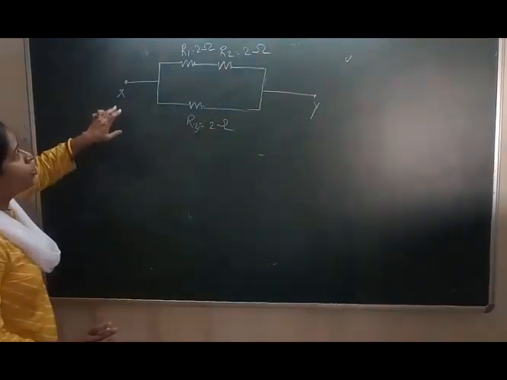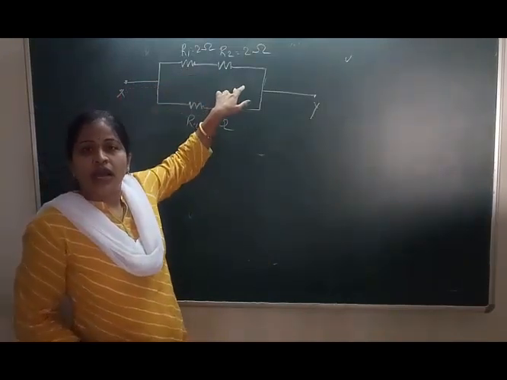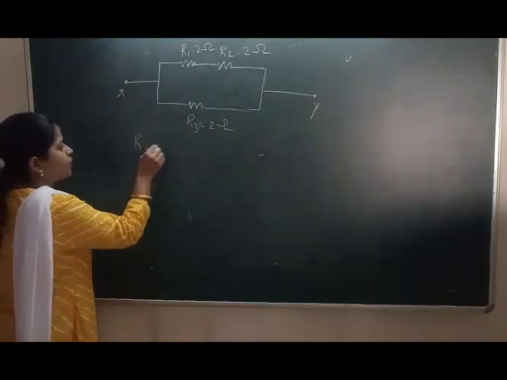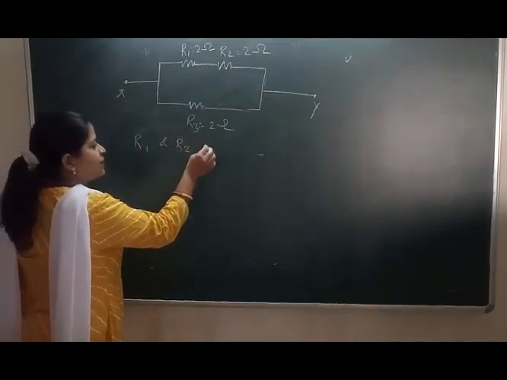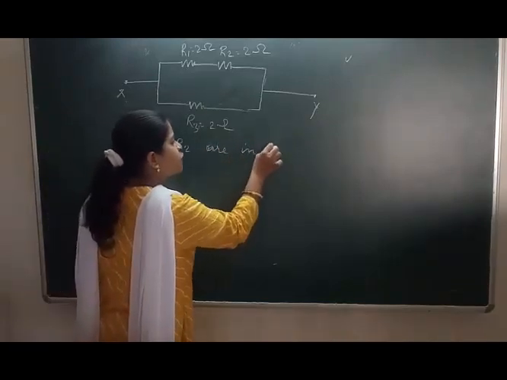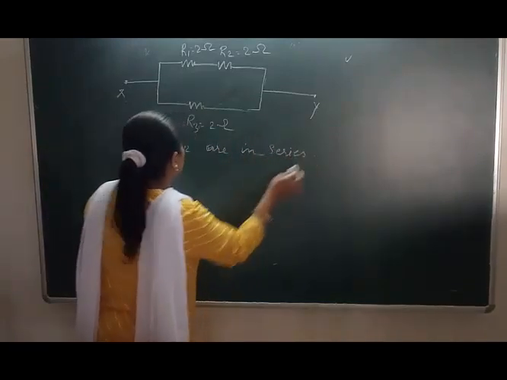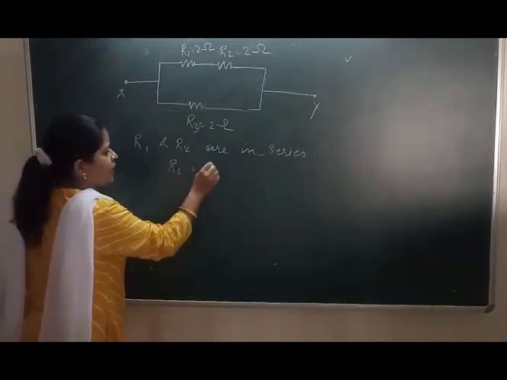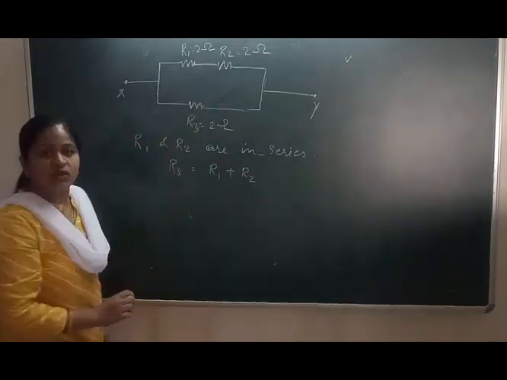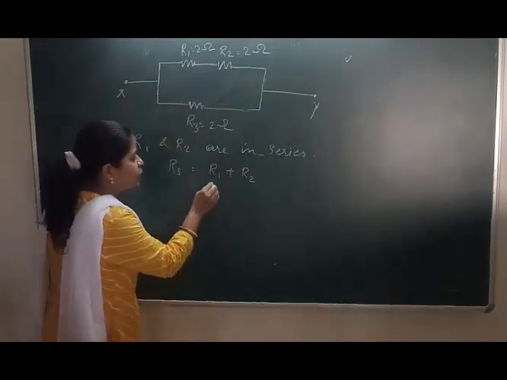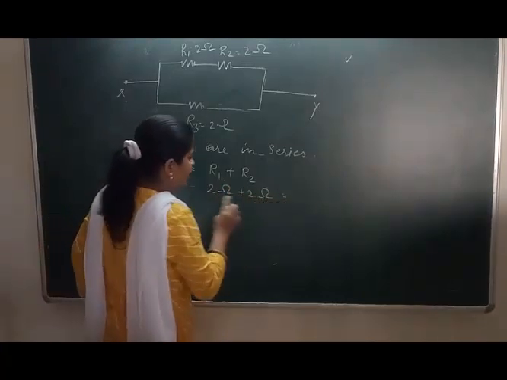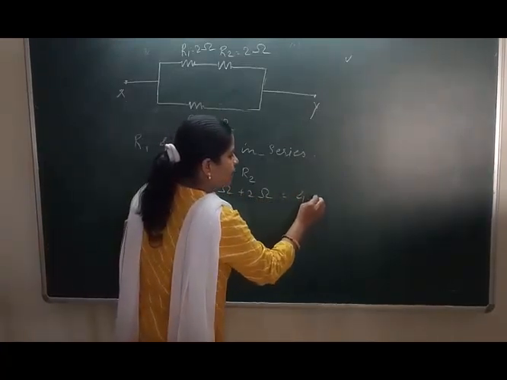So here we know that R1 and R2 are the resistors in series. So first of all we will find that out. So Rs is equal to R1 plus R2. The value of each resistor is 2 ohm. So you can put the value 2 ohm plus 2 ohm. So what do you get? 2 plus 2 is 4 ohm.